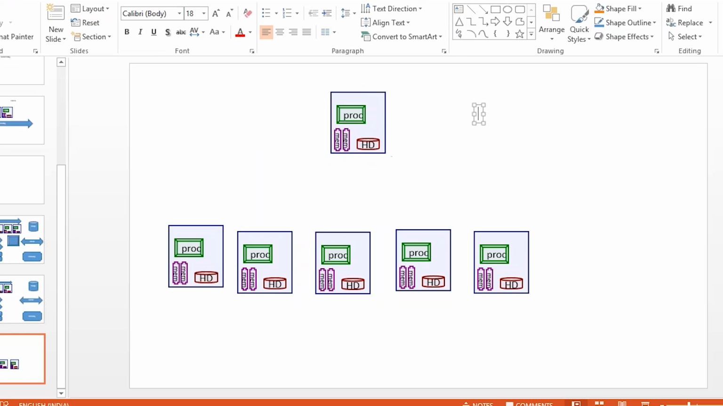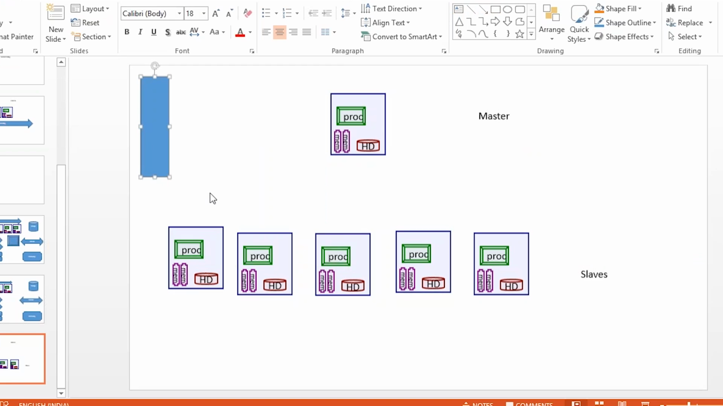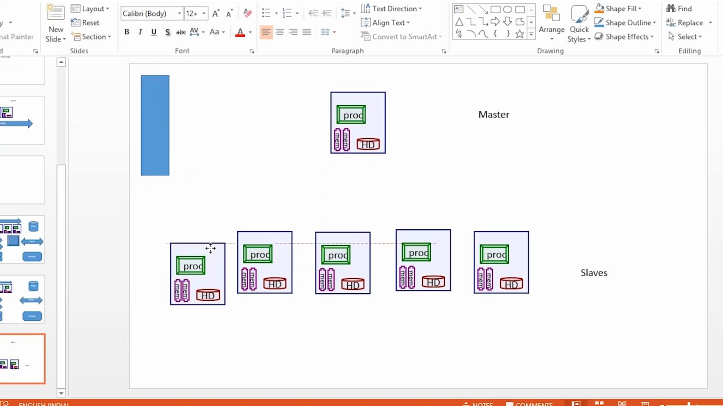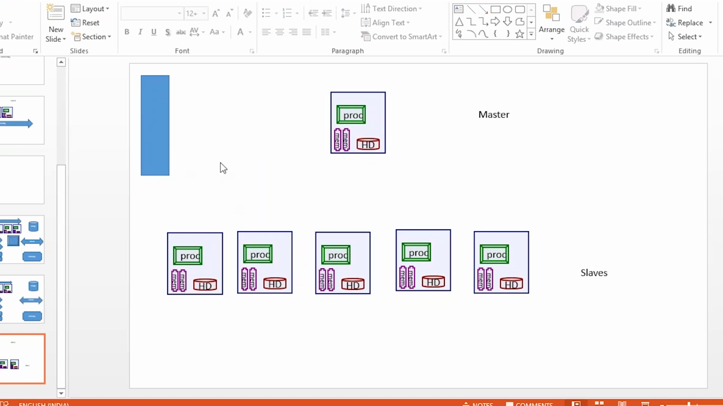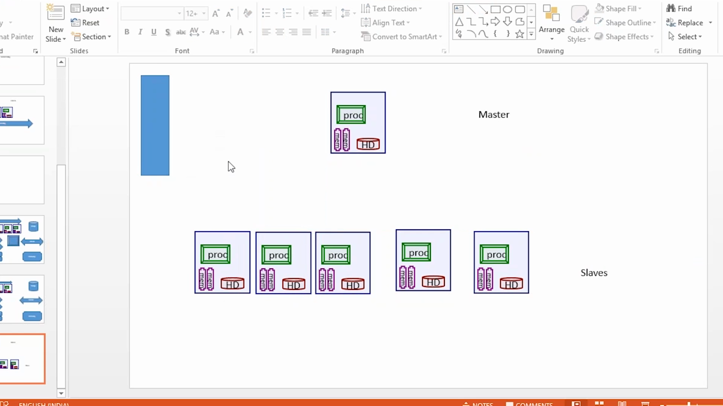It works in the master slave architecture. I'll have a master and a number of slaves. Assume I have huge data. This is the huge data I have. I'm going to store this massive data into my cluster.